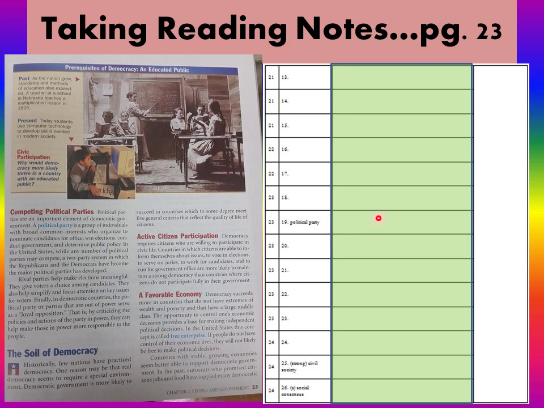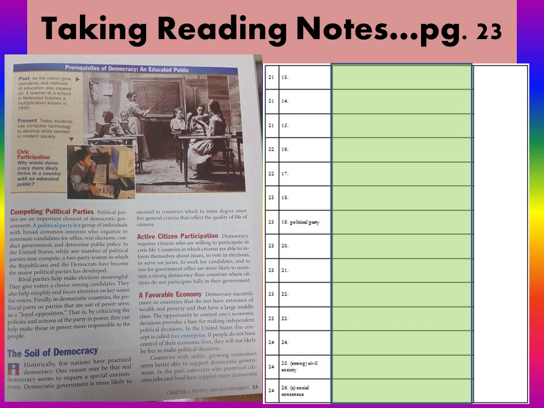Number 19, political party. What is the definition of a political party? It's right here. A group of individuals with broad common interests to organize, to nominate candidates for office, win elections, conduct government, and determine public policy. Put that in your own words. You don't have to write all of it. You can shorten it if you want for here.